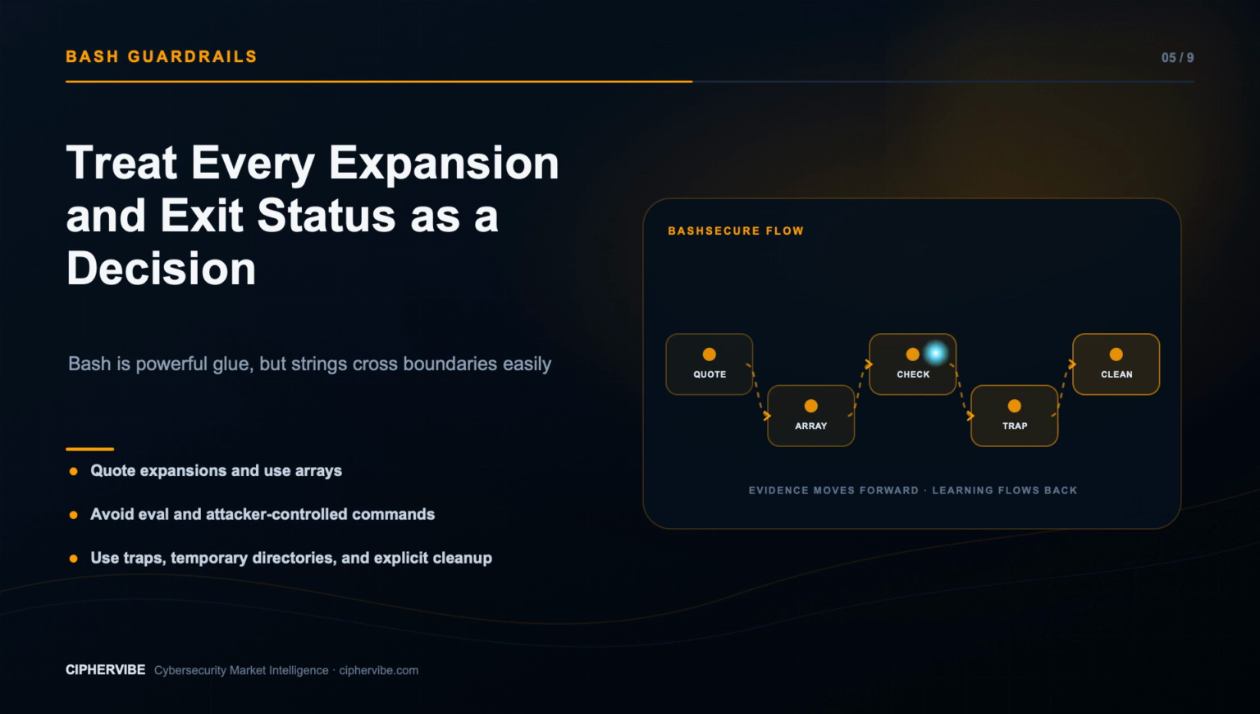Avoid broad recursive deletion, unresolved variables, and globs in destructive operations. Use shellcheck or an equivalent static analyzer, format consistently, and keep bash jobs small. When the script starts parsing complex JSON, maintaining nested state, or implementing a policy engine, bash has stopped being glue. Move that logic to Python or another language with explicit data structures and tests.